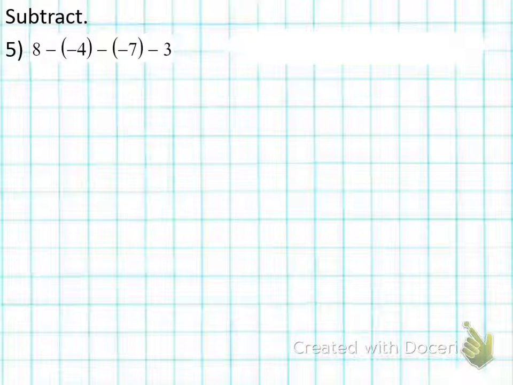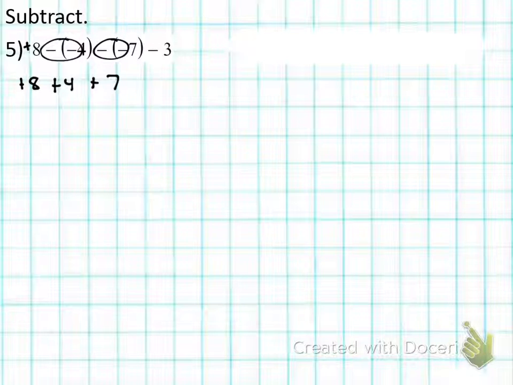On this example, we have 2 negatives right here by the 4. So this is a positive 8 for sure. It's just kind of assumed that's there. The 2 negatives really becomes a positive, so this is like saying plus 4. So we got positive 8 plus 4. And then we have 2 negatives again here, which becomes a positive 7. And then we have a negative 3. So let's combine these together. These 2 teams get together, 8 and 4. They're like, we're not fighting each other. We're both positive. Let's get together. So they're really like saying positive 12.